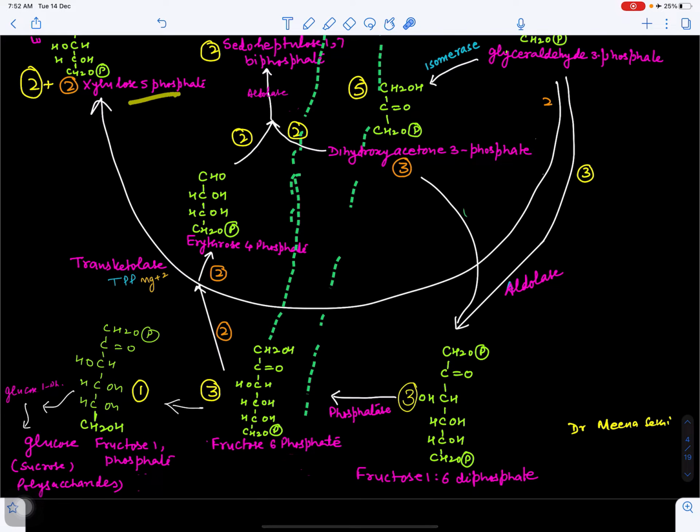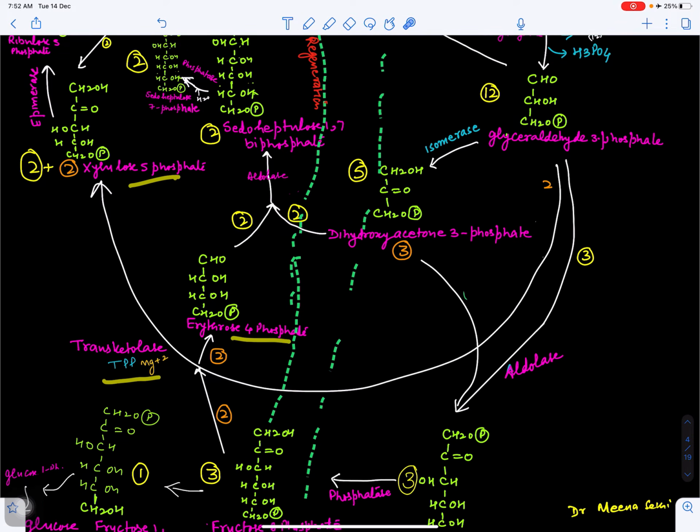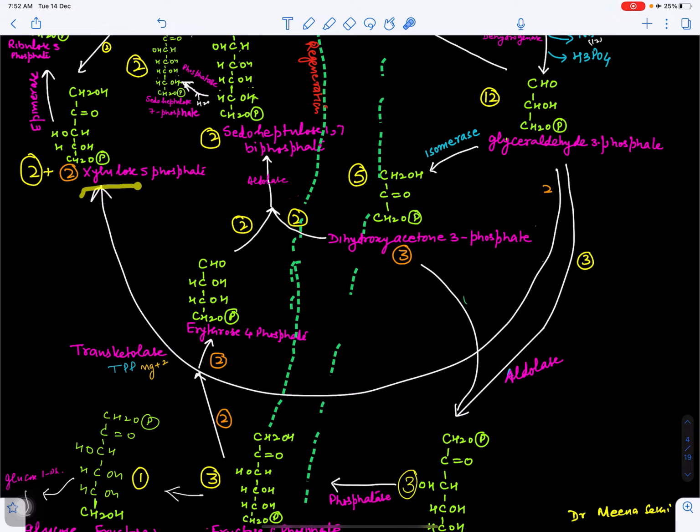One is having a keto group and the second is having an aldehyde group. Enzyme required is transketolase, thiamine pyrophosphate and magnesium ion. So this is the formula of xylulose 5 phosphate, CH2OH. This is the keto group, and here this is the aldehyde group. Now these 2 molecules of erythrose 4 phosphate, which are 4 carbon in length, have an aldehyde group.